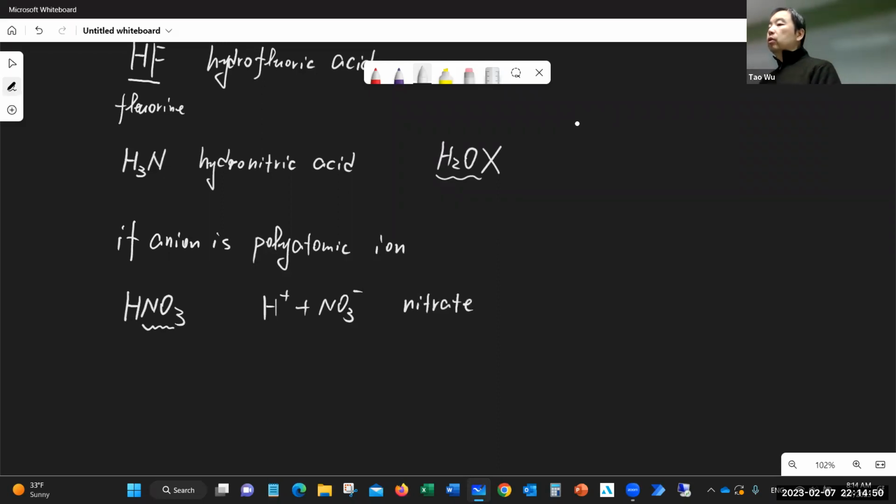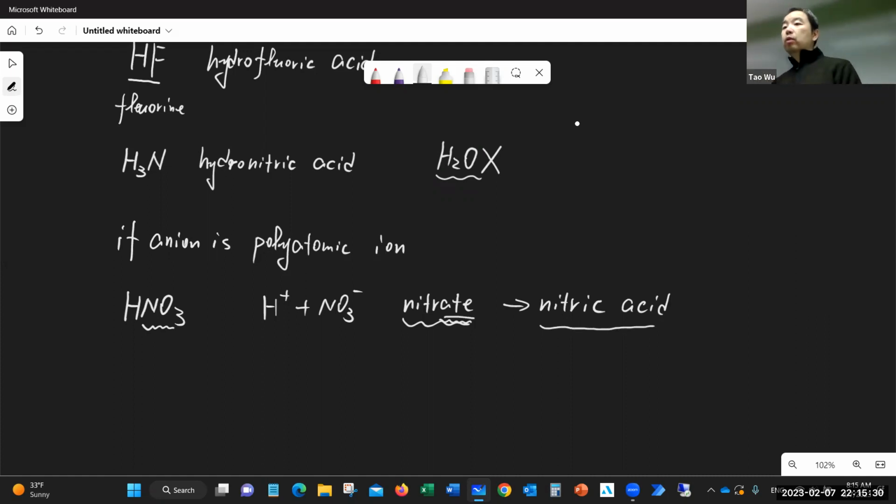The rule to name the acid is: if you see a polyatomic ion whose ending is ATE, then you change the ATE to IC, then add acid. That's it. This ion's ending is ATE, so you replace the ATE with IC acid. That is why HNO3 is called nitric acid.